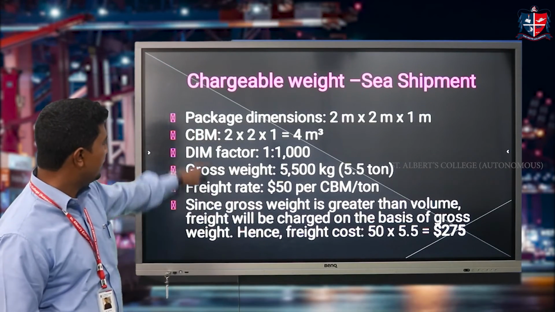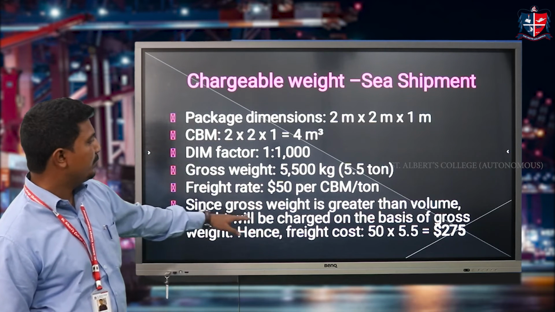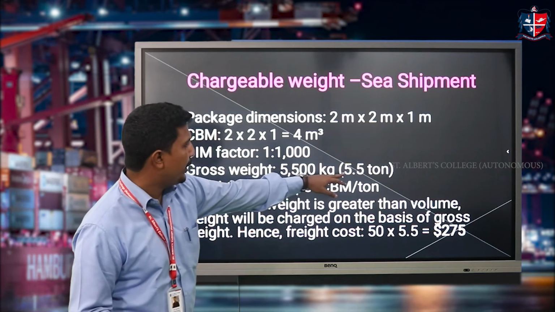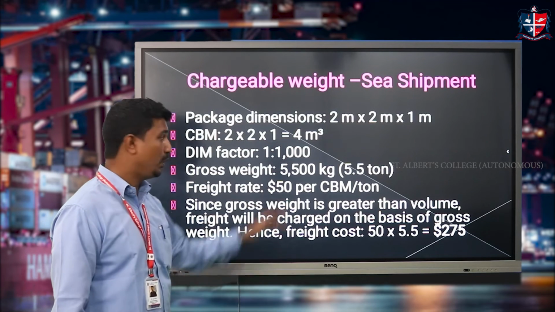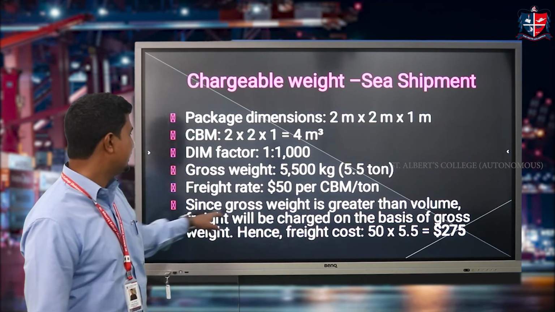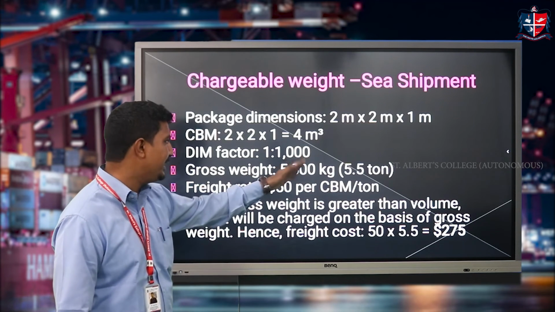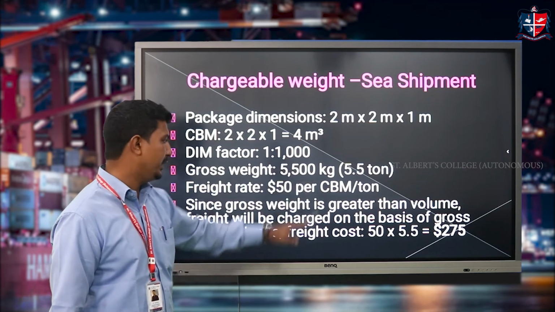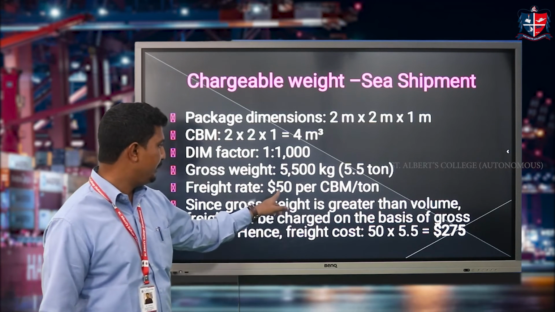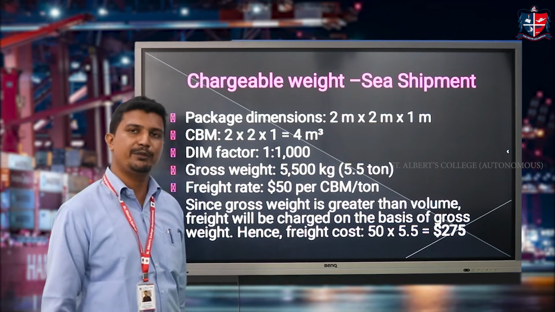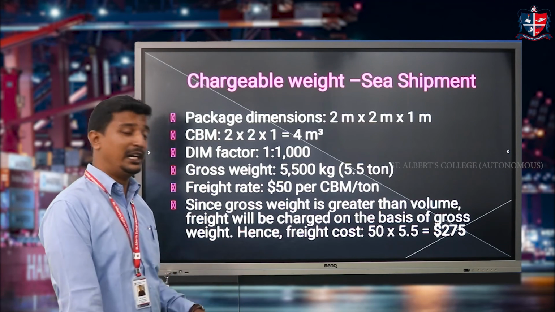Once we compare the available data, we can see that the gross weight is 5.5 tons and the volume weight, or CBM, is only 4 tons or 4 cubic meters. Since the gross weight of 5.5 tons, or 5500 kgs, is greater than 4 CBM or 4 tons, the freight will be charged on the basis of gross weight, that is 50 per CBM into 5.5. So 275 will be the cost of the transportation.